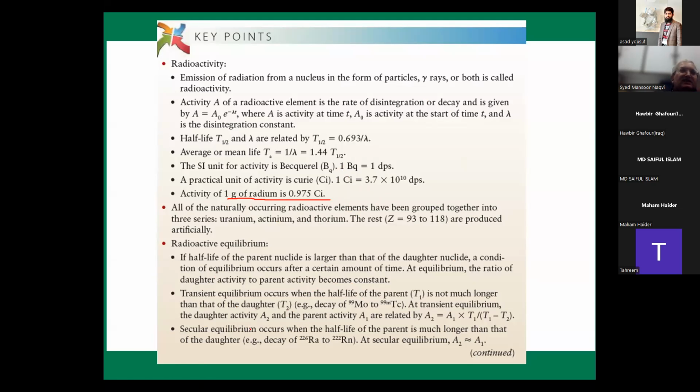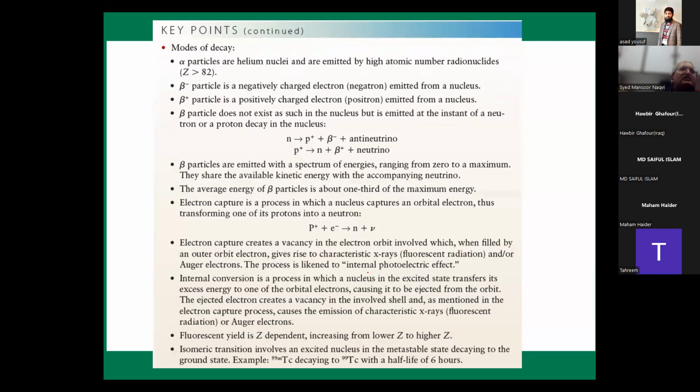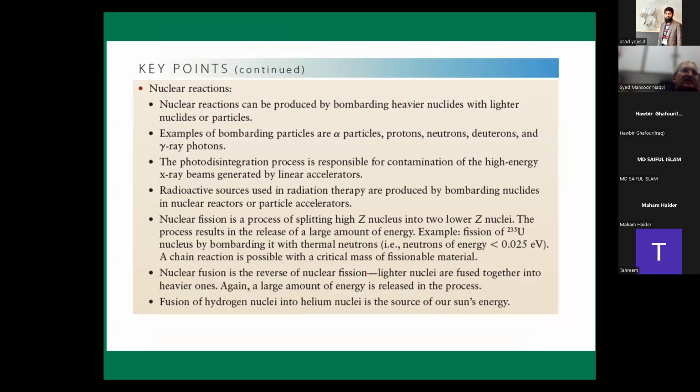Then we talked about the radioactive equilibrium, the transient and the secular, and we see that transient equilibrium is important when we are using the isotope for nuclear medicine patients. Then we talk about the modes of decay, alpha, beta, gamma, and internal conversions, and we see how the processes are occurring and how they are influencing different activities. Then we talk about the nuclear reactions and how the nuclides are produced.